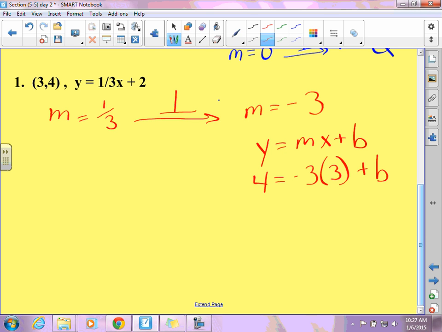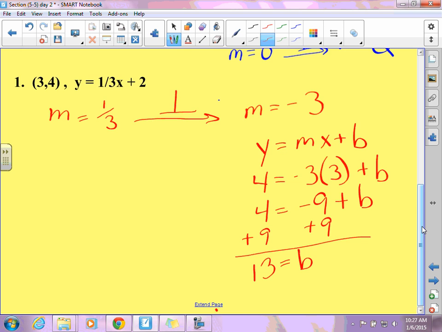Right? So 4 equals -9 plus b. I add 9, and I get 13 equals b. Okay, am I done? What do I have to do? That's right, I have to come up with the equation.